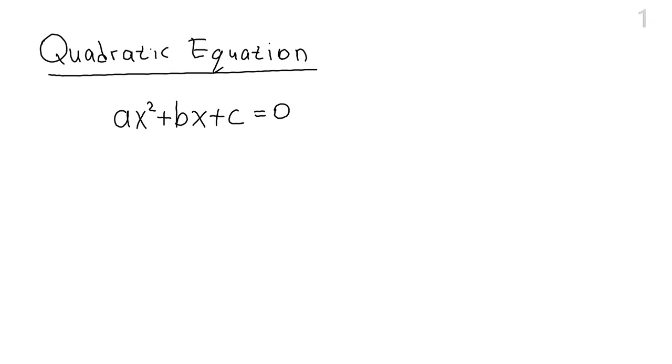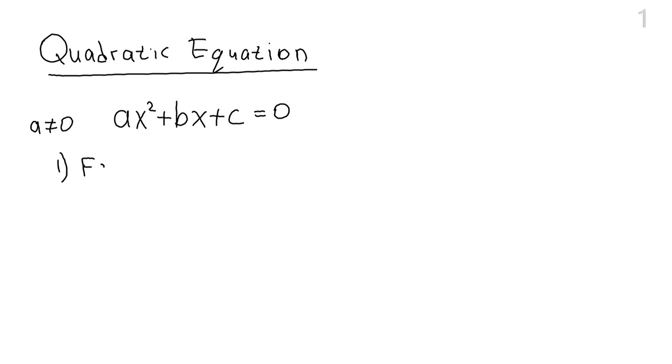There is a term that's a square term. There's a term in which the power of x is 2. And in order for this to be a quadratic equation, the first variable a needs to be not 0. If it is 0, then it turns into a linear equation. So this is a quadratic equation, and there are several different ways of solving quadratic equations.